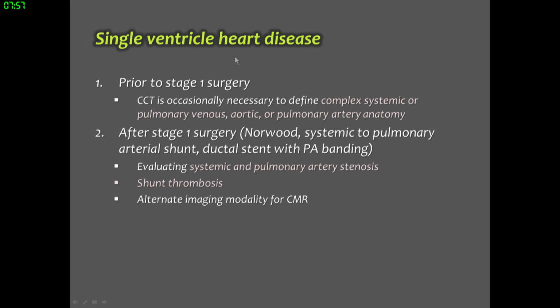The final topic is single ventricular heart disease. While many patients with single ventricular anatomy can be diagnosed adequately using echocardiography prior to stage 1 surgery, CCT is occasionally necessary to define complex systemic or pulmonary venous, aortic or pulmonary artery anatomy. After stage 1 surgery, CCT can be used for evaluating systemic and pulmonary artery stenosis, shunt thrombosis, and as an alternate imaging modality for CMR.